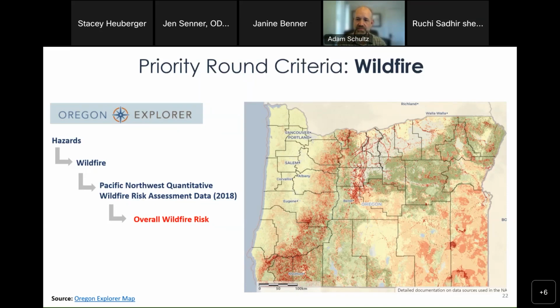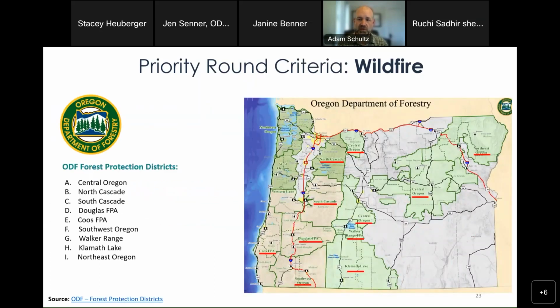Next slide, please. What we're trying to do is take the more granular data on the previous map and identify some existing boundaries that more or less align with those high wildfire risk areas of the state. What we've identified here are forest protection districts provided by the Oregon Department of Forestry. We've identified several that generally align with those areas of high risk for wildfire as identified on the previous map. So what we're really trying to do is translate that wildfire assessment into a binary screen.